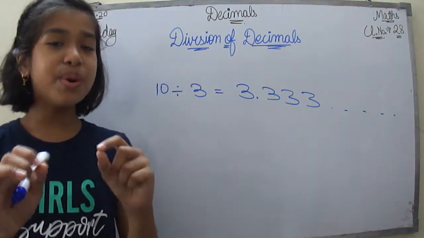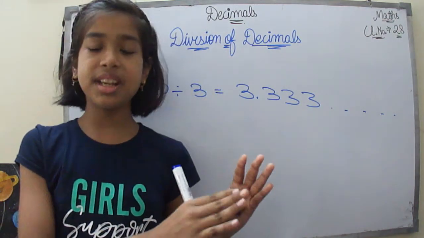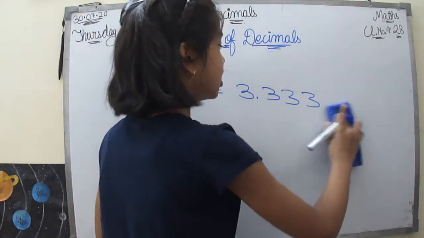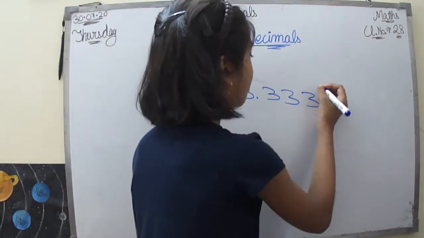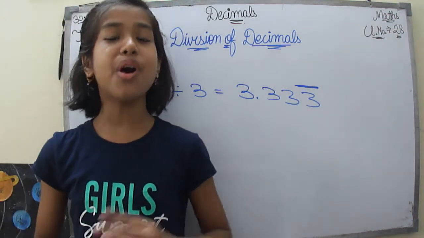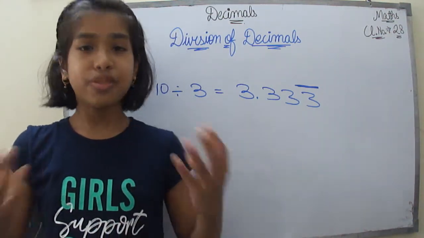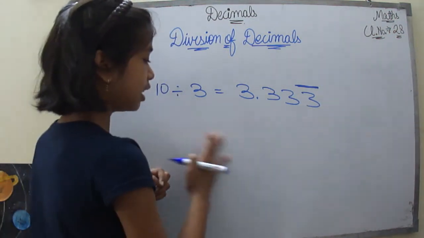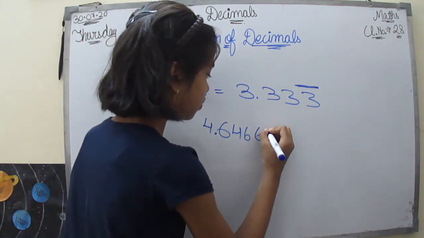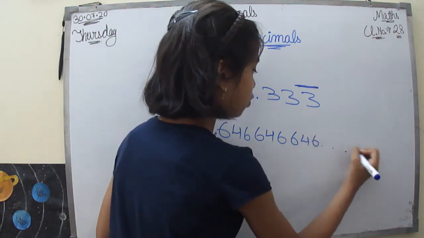We use a bar sign to indicate that a digit is repeating. So for writing this decimal number, we will put a bar over the 3, like this. So this is the representation of a recurring decimal. For example, let's take another recurring decimal like 4.646, then 646, and so on.